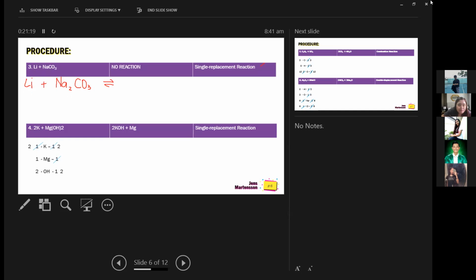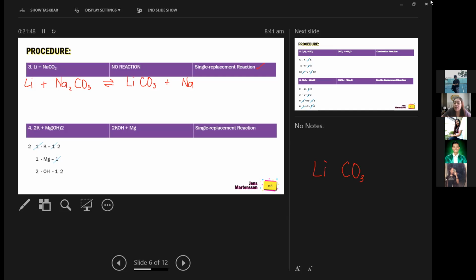What will happen? Sodium will be displaced. Mare-replace siya ni lithium. And this will become like this. Okay? LiCO3 plus Na. But this is not yet done because when you make a chemical formula, make it a habit class to check the charges so that you will be confident na yes, tama talaga ang chemical formula ninyo.